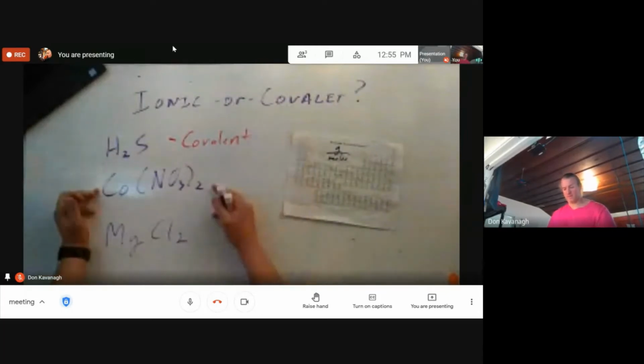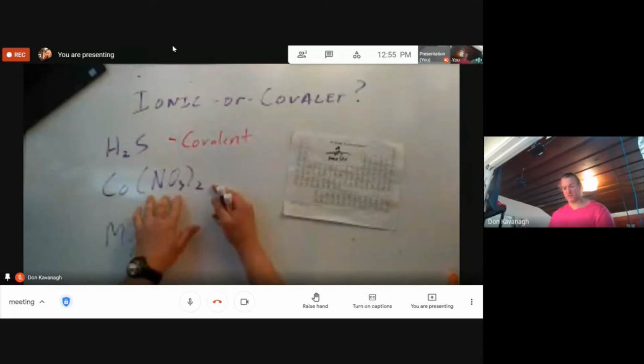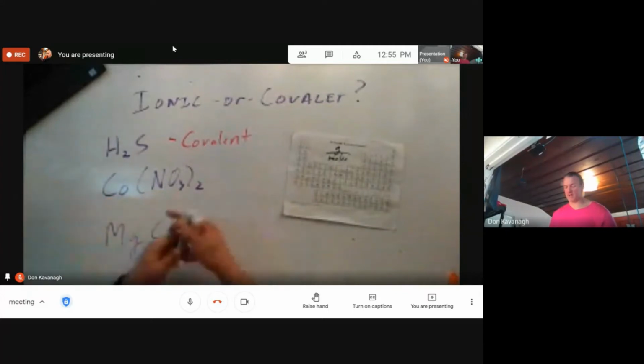Cobalt nitrate. Now, we have nitrate here in parentheses, NO3. We have nonmetals, and we have a metal. Bingo. We're going to say this is an ionic compound.